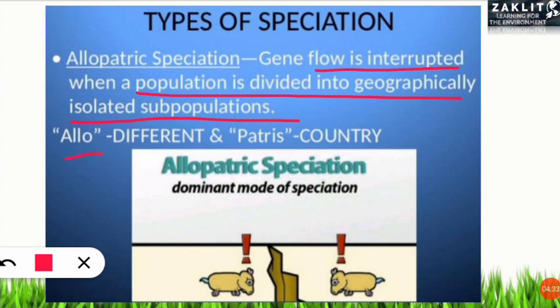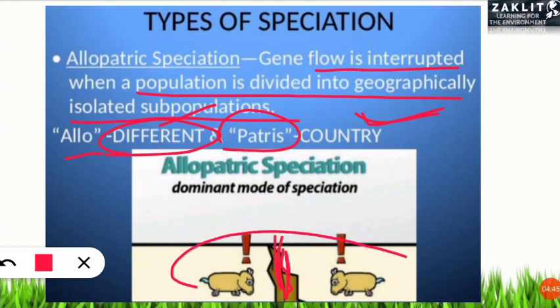So allo means different, and patric, the word it comes from, means country. So different types of people live in different countries. For example, let us assume there is no barrier here. Forget that there is a barrier here, then the species living there will be similar. So that kind of species will be one kind of species.